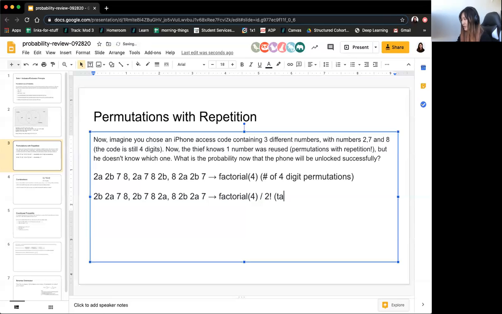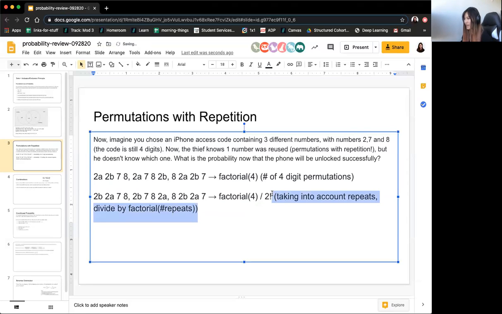So taking into account repeats, we have to divide by the factorial of the number of repeats. And this usually holds for any problem with a repeated digit or a repeated whatever it is.